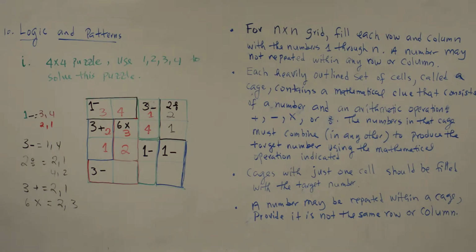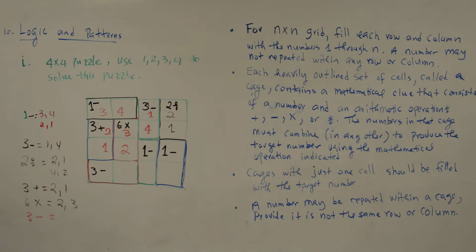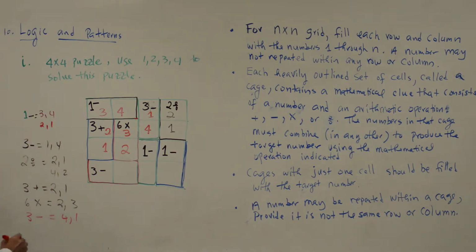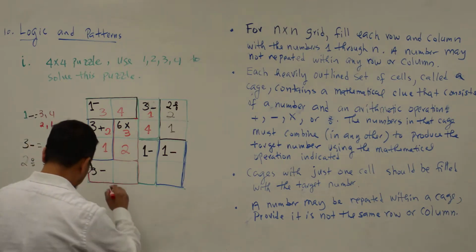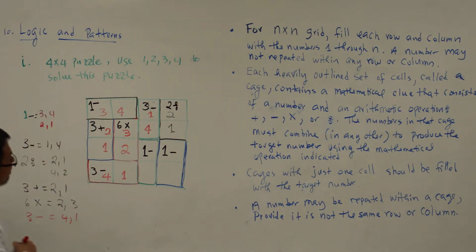Okay, let's look at 3 minus. 3 minus can be 4 and 1. That's it, right? 4 and 1. I cannot use 1 here because 1 is already in it, so this should be 4. If this is 4, this becomes 1. Now we have almost solved it because we have 1 minus now.